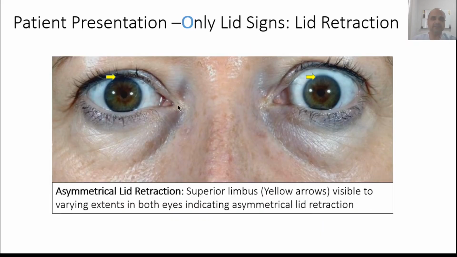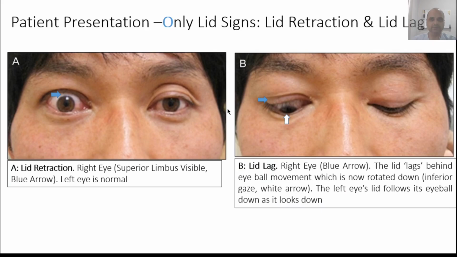This is asymmetrical retraction. You can see the left eye has significantly more retraction than the right. You can still see the limbus in the right eye, but you can also see a clear sclera in the left eye. So you have asymmetrical retraction. This is lid lag, and picture A is basically showing retraction. B is showing lag, and as you can see, only in the right eye, both of these conditions.